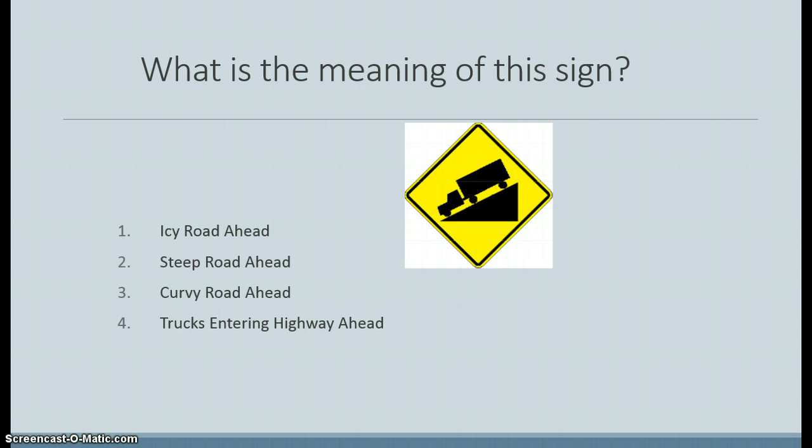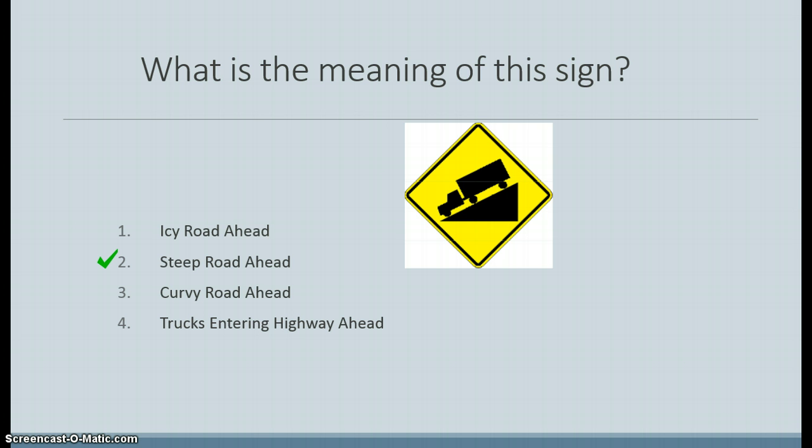What is the meaning of this sign? What do you think this is? You have seen it maybe before on the highway, any road, maybe? Does it mean icy road ahead? Steep road ahead? Curvy road ahead? Trucks entering highway ahead? What do you think, you guys? Well, the meaning of this sign is steep road ahead. Alright, that means that it has an inclination, it has a steepness to it.